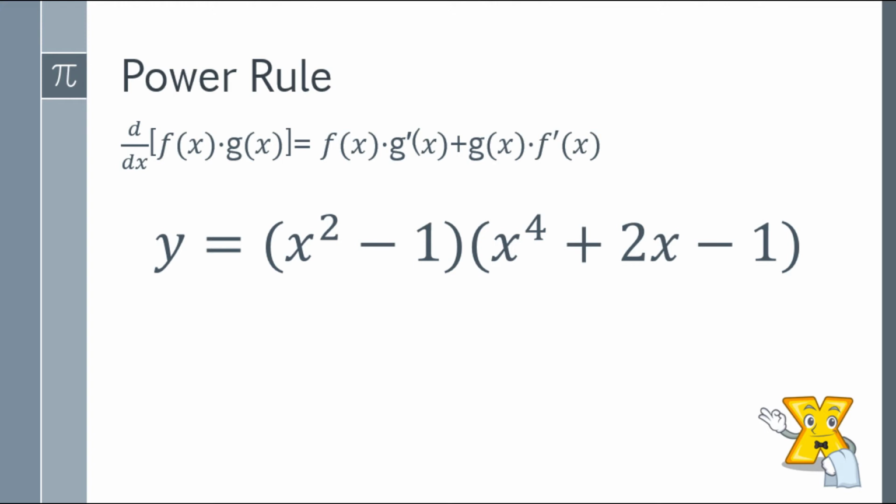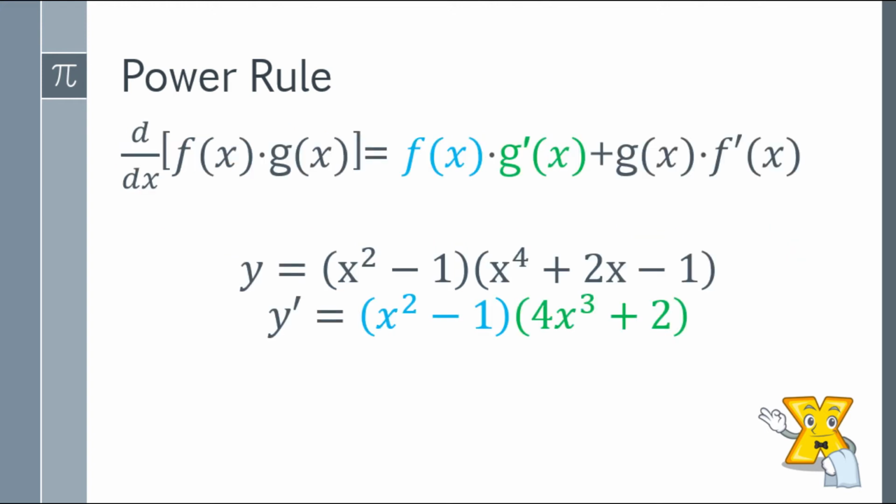Gagamitin natin yung product rule. So, as stated, as is muna yung unang function, which is x squared minus 1. The times mo sa derivative ng x to the 4 plus 2x minus 1. So that will be 4x cubed plus 2.